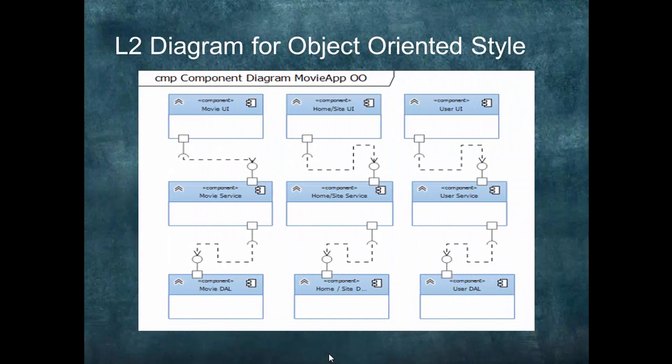Here's the L2 diagram for the object-oriented style. As you'll see in a minute when we look at the other simpler style, this one has three main tiers: a UI tier, a business service tier, what some might call a business logic tier, and then a data access tier. In addition to the tiers, there are also columns or verticals in the sense that we have domain objects or domain models. We have a user domain, we have a movie domain, and we have a home domain that helps to render content onto the web application.